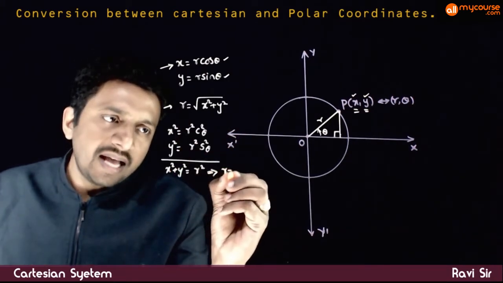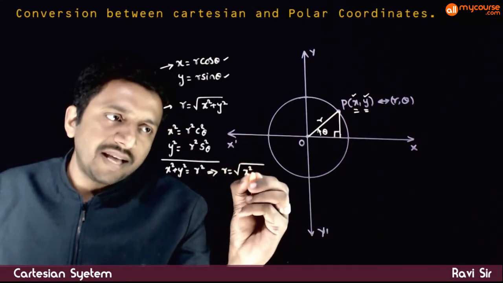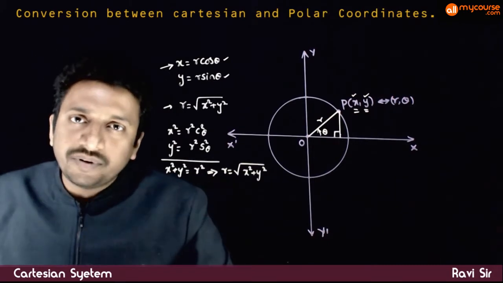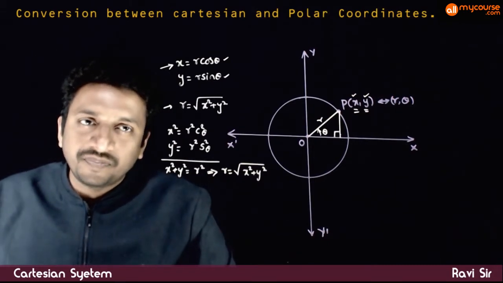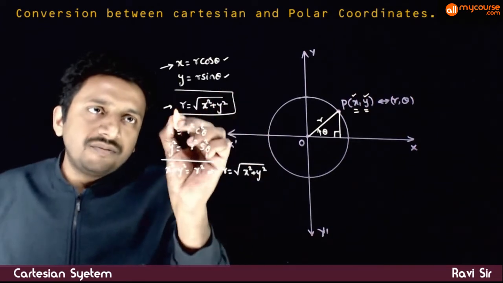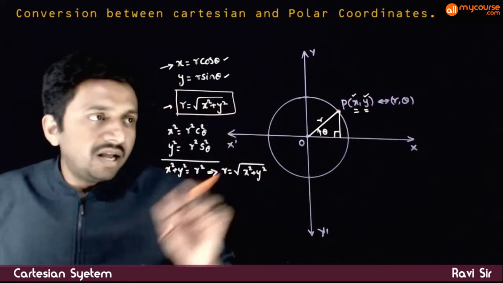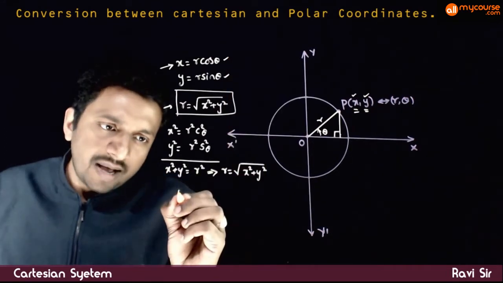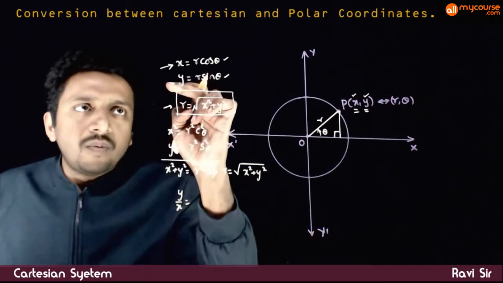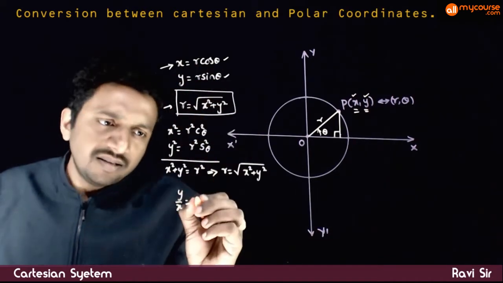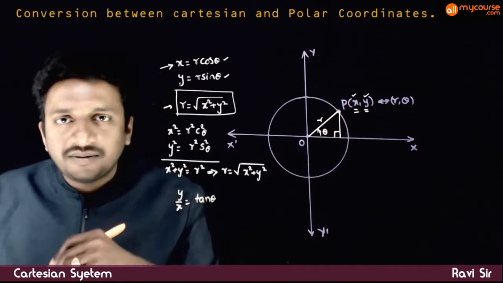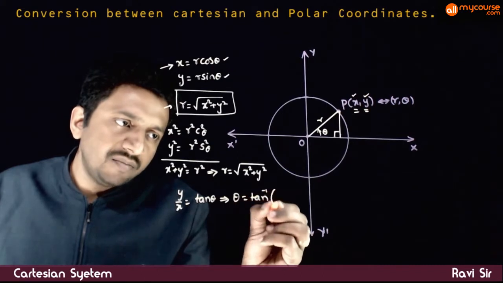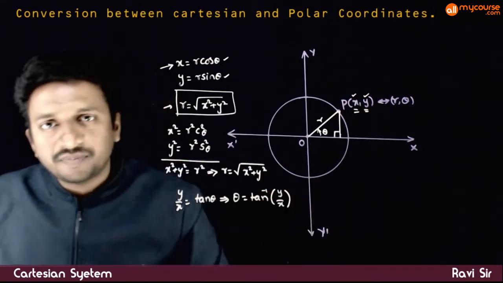This implies r is equal to root of x square plus y square. So this is the formula for r. Now how do you find theta? If you divide one by the other, y by x is equal to r sin theta by r cos theta, and r gets cancelled. So you get tan theta. So this implies theta is equal to tan inverse of y by x.